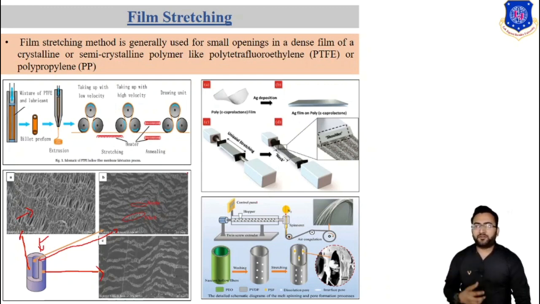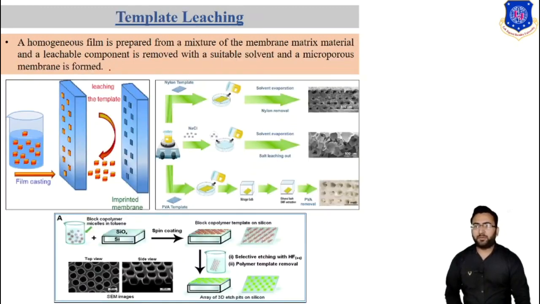So in film stretching, the film is stretched using this equipment, and we will get the pores, and the larger molecules are rejected. So this is all about film stretching. Now let us discuss template leaching. A homogeneous film is prepared from a mixture of membrane matrix material, and the leachable component is removed with a suitable solvent and a microporous membrane is formed. So what is the basic difference between template leaching and the phase inversion method?